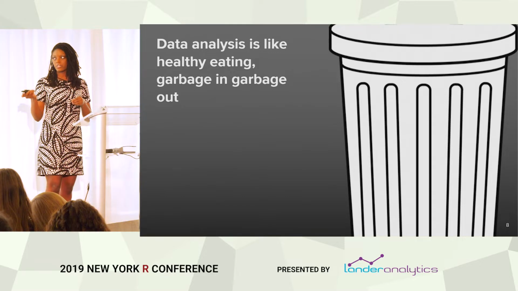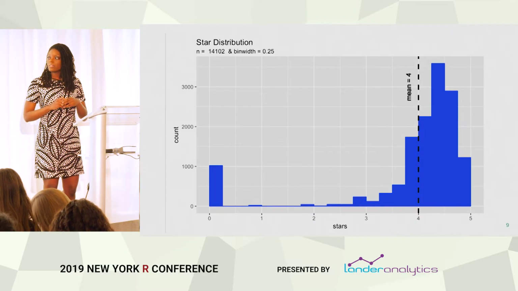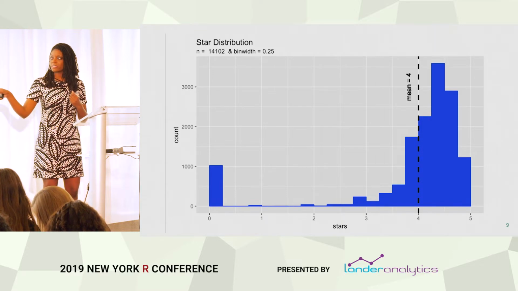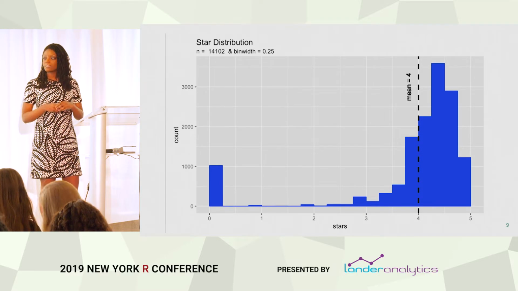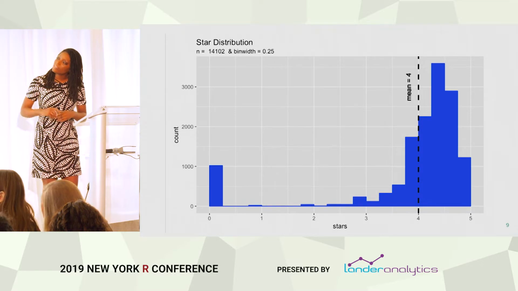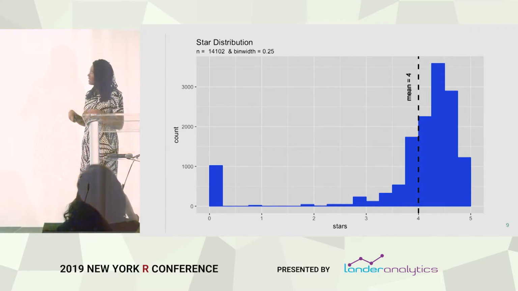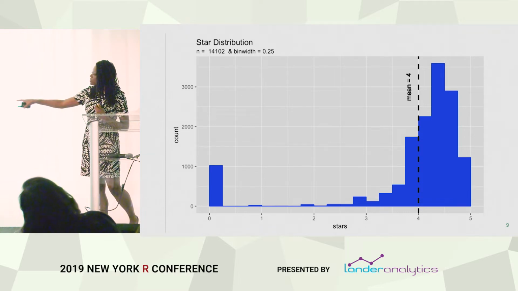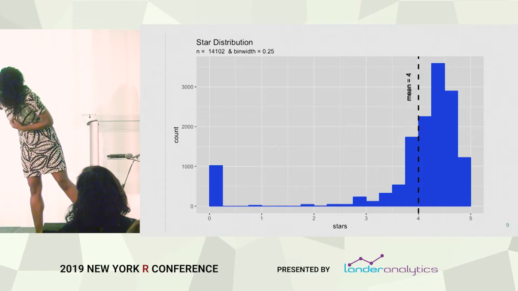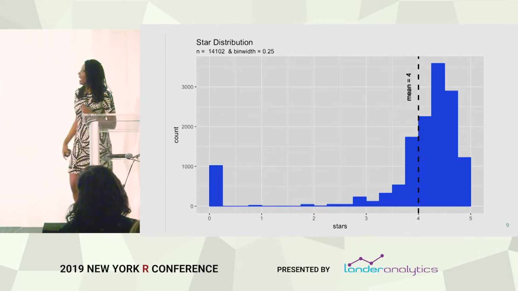So I have a histogram to show you. And if you look on the x-axis of this histogram, you'll see that it ranges from 0 to 5, 5 being the highest number of stars that a recipe can receive. And the bin width for this histogram is 0.25, so if you look on the left from 0 to 0.25, approximately 1,000 recipes on the site haven't been reviewed.